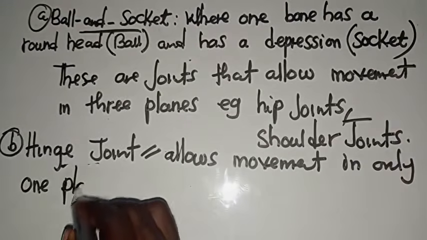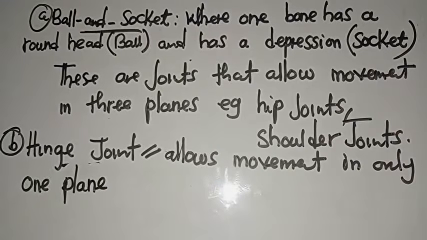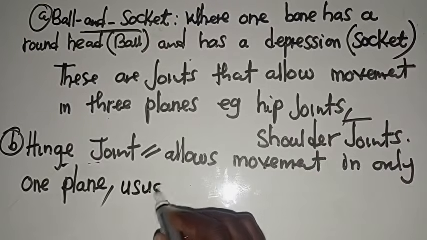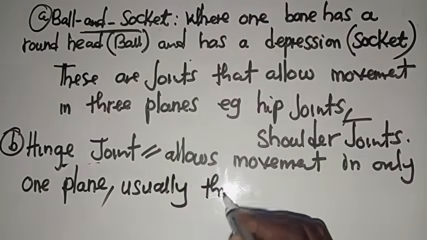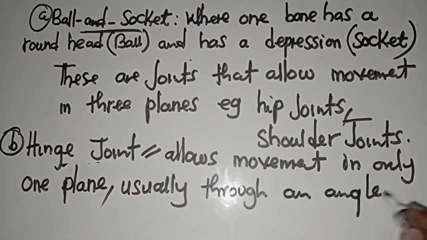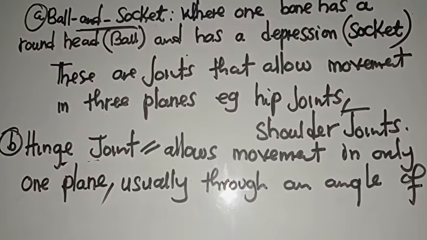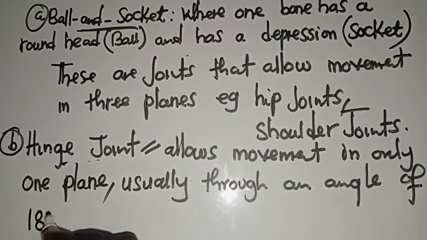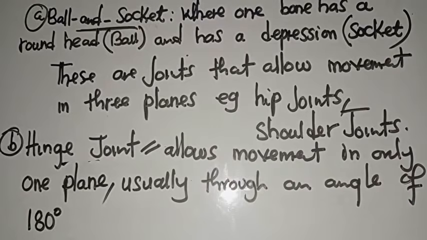You discover that here we are talking about planes. So one plane. In direction is just to make you get the concept. So in one plane. And you discover that these ones are usually through an angle of what? 180 degrees. So through an angle of 180 degrees.